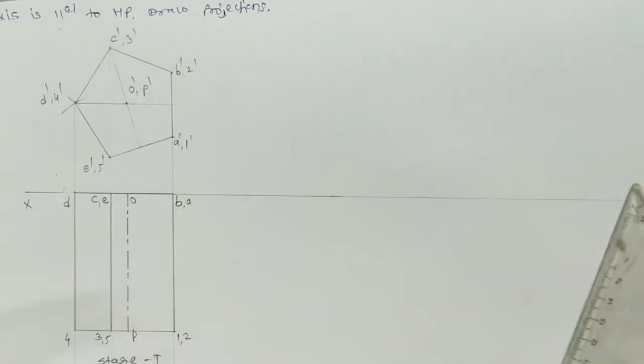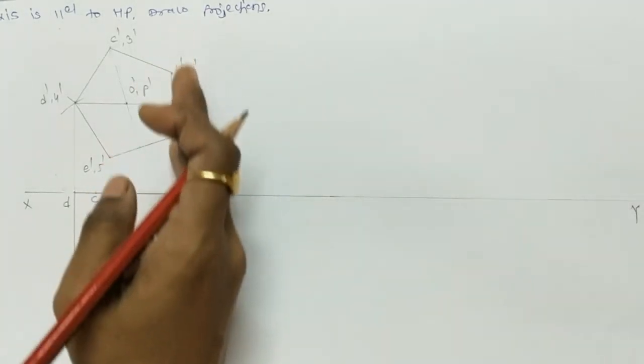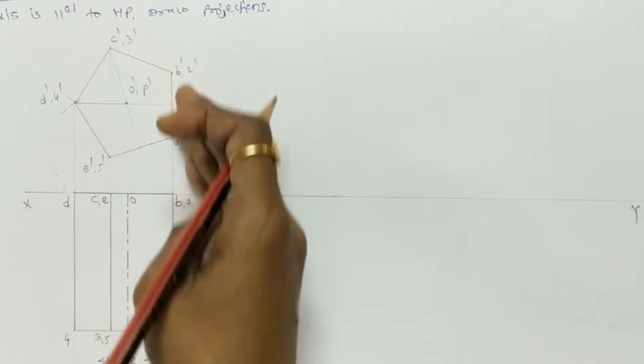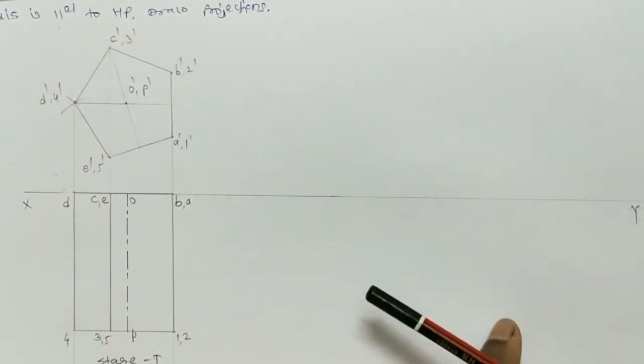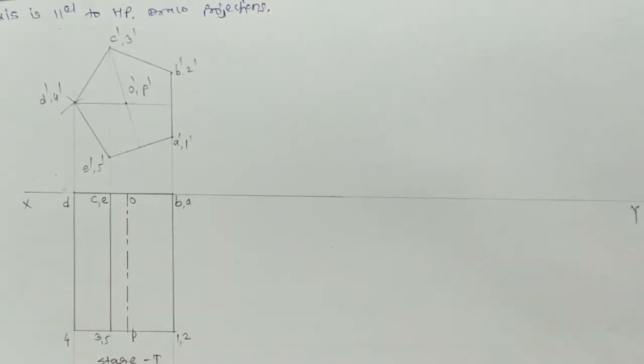Now it is given that the rectangular face containing that base edge makes an angle of 30 degrees with VP. The rectangular face containing the base edge, that is, this is the base edge which shows this portion. So this portion is inclined at 30 degrees with VP.